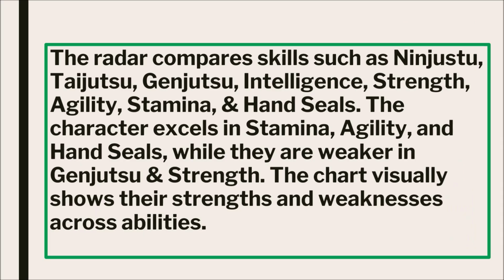The radar compares skills such as ninjutsu, taijutsu, genjutsu, intelligence, strength, agility, stamina, and hand seals. The character excels in stamina, agility, and hand seals, while they are weaker in genjutsu and strength. The chart visually shows their strengths and weaknesses across abilities.